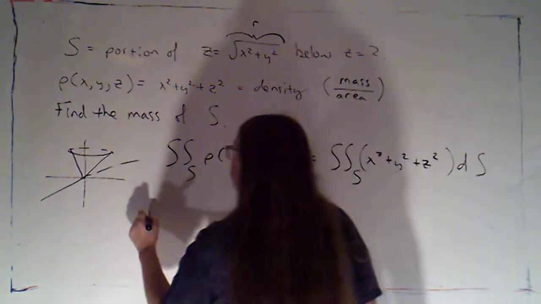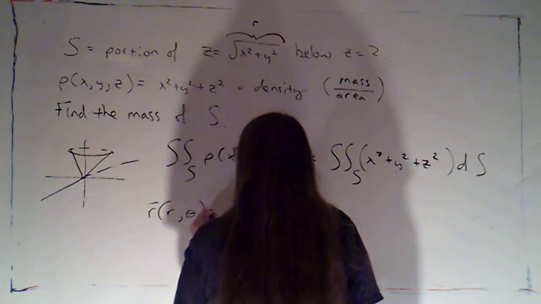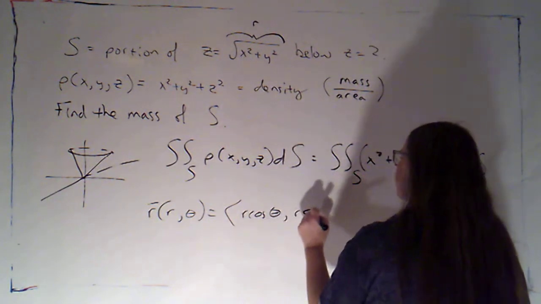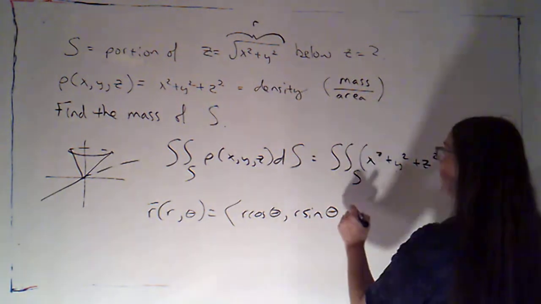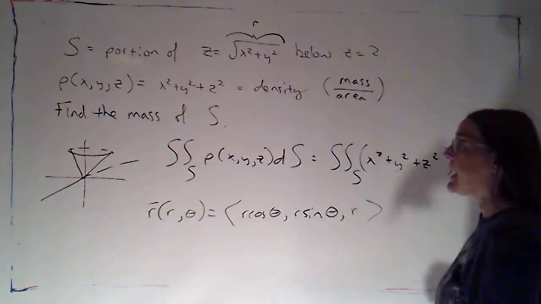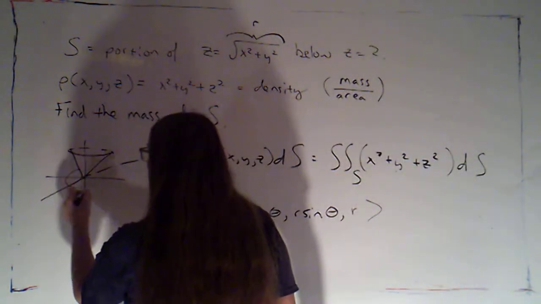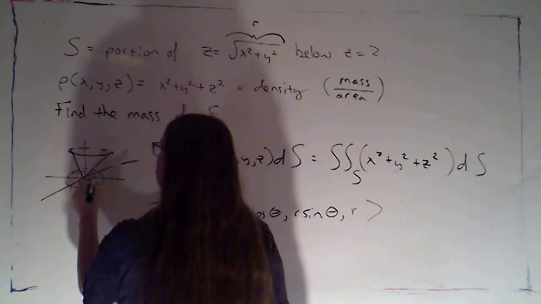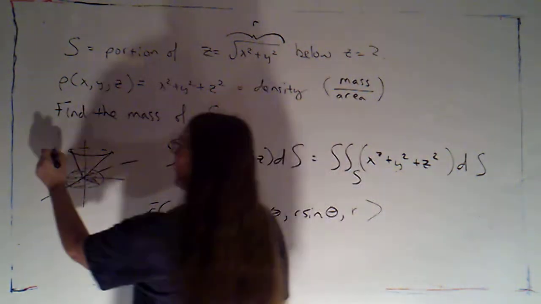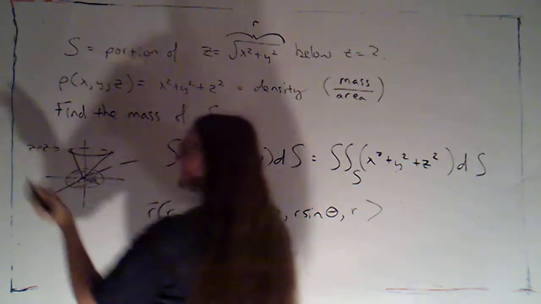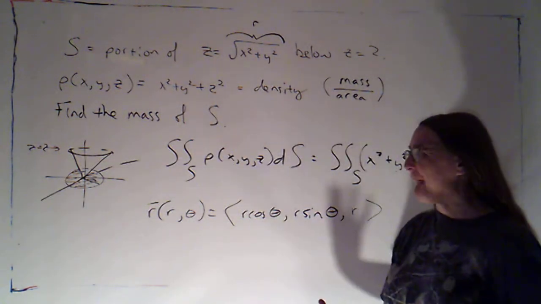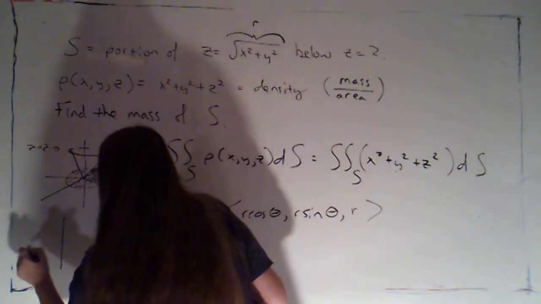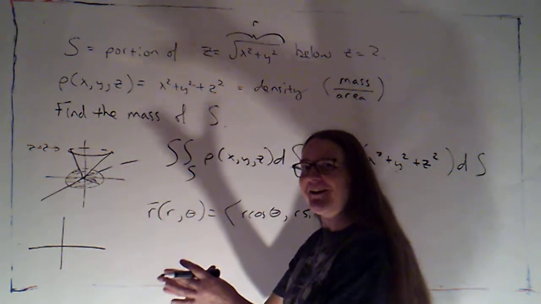Okay. So I'm going to say that r of r, theta is x is always just r cosine theta, y is r sine theta, and now z is r. Okay. Now, the region over which this is defined would be this disk of radius 2, because this is the plane z equals 2, and of course that's going to intersect the cone z equals r when r is equal to 2.